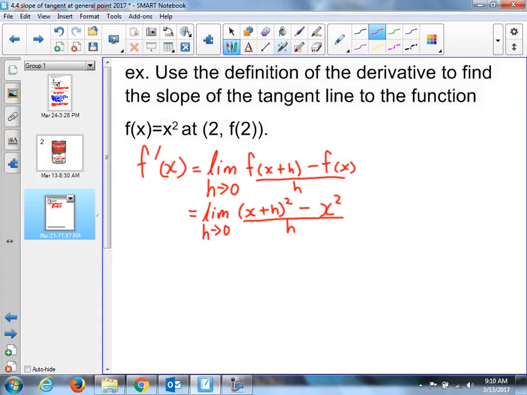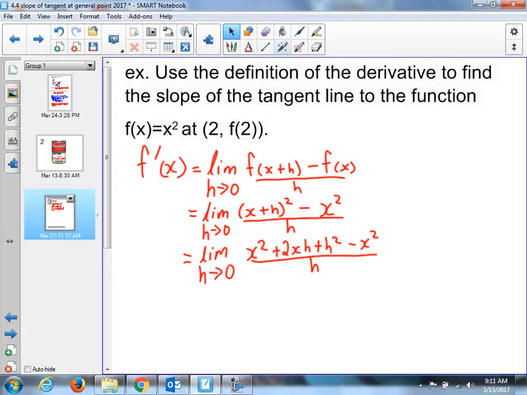Now, we work out x plus h all squared. Keep it in mind, you know you're going to get 3 terms. Only losers from pre-calc 20 would square that out and have x squared plus h squared and nothing else. They're not losers, and they don't make that mistake. x squared plus 2xh plus h squared. Subtract x squared, all over h.